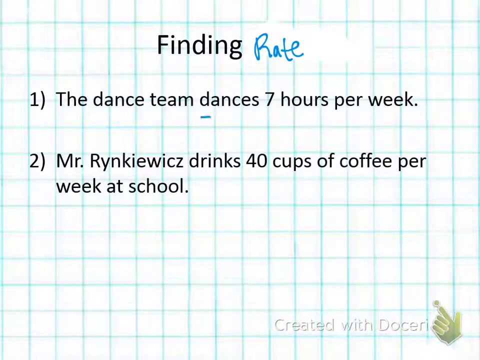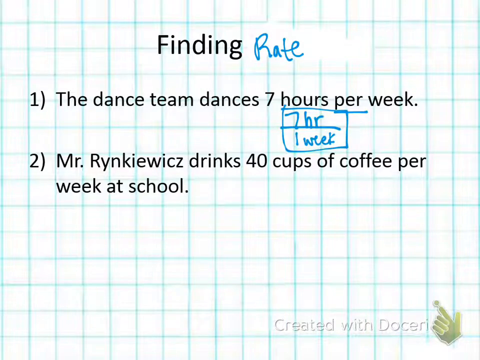So on this particular one, we're going to make a fraction, okay? What does per mean, everyone? Per means divide. So when we see the word per, it means divide. So we're going to put a division sign, and what's before the division sign? 7 hours. So 7 hours divided by how many weeks? 1 week. Here's your rate. That means the dance team dances 7 hours per week.